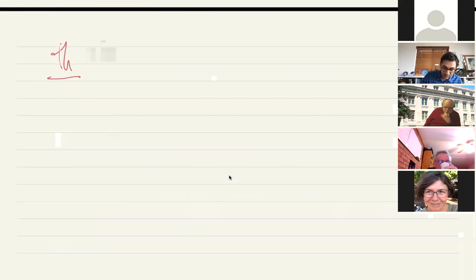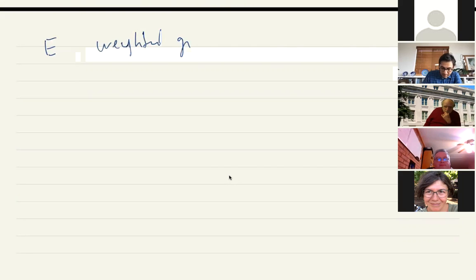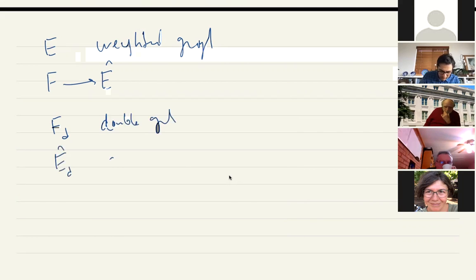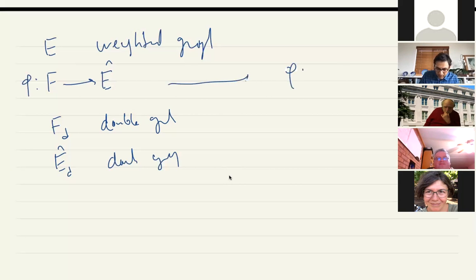Before I do the theorem, maybe I just remind you of some of the terminologies again. So E is a graph, so weighted graph. F is the representation. So remember F double, that means the double graph, all the edges, and then E star I put there. So you can go along E or you can go back along E star. So double graph. And also here, double graph. Okay, so this phi lifts to phi from E double to E hat double. This is very easy. If the edge goes wherever, the E star of that also goes to the same thing with star.